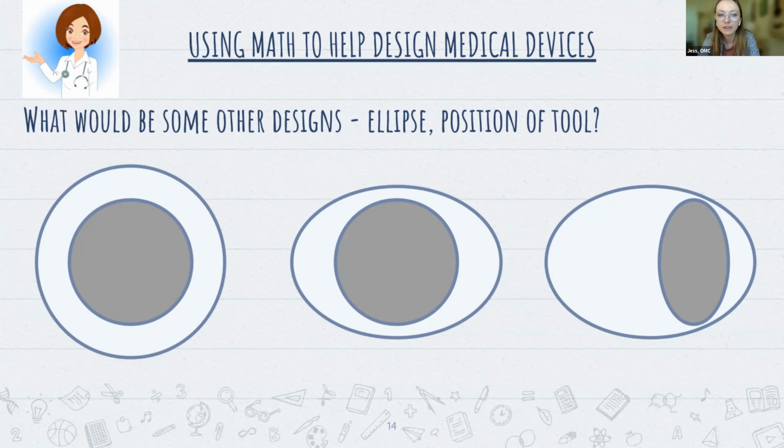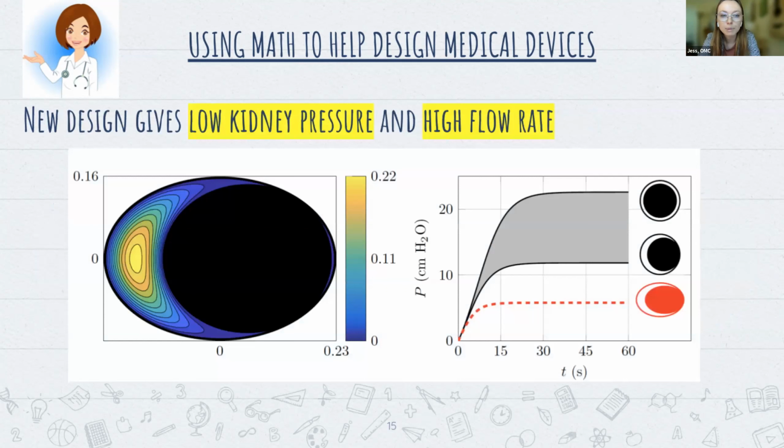I thought about all of these different questions, and I've just got one plot here. It turned out this was the best cross-sectional shape. For the sizes that they wanted for the scope, this elliptical cross-section, and this black area is the cross-section where the tool is. Those ended up being the best shapes for the channel and the tool, and it meant that you got the highest flow rate and the lowest pressure in the kidney. This plot on the right shows the different shapes and what happens to the pressure in the kidney over time. You can see that the red one, which is the shape we determined to be the best, has a lower final kidney pressure.